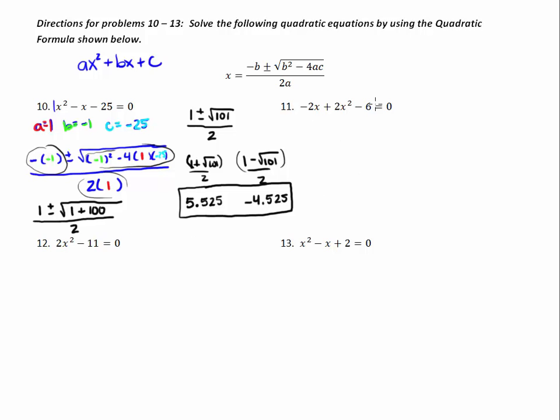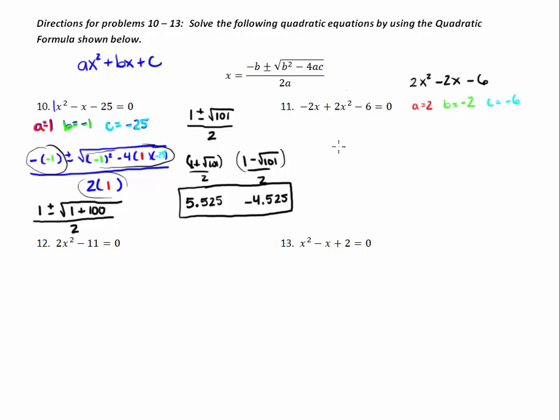All right, let's come look over here at number 11. First thing I notice about number 11, you've got to be very careful. It is not written in standard form. If you look, here's our quadratic term. It's in the middle, and it should be in the front. So I'm going to rewrite this. So we've got positive 2x squared. There's our first term. Then our linear term comes next, so negative 2x and then minus 6. All right, so our a value is 2. Our b value is negative 2. And our c value is negative 6.